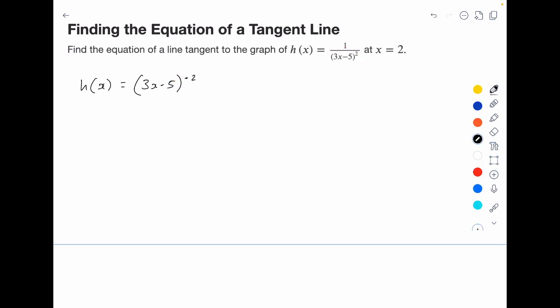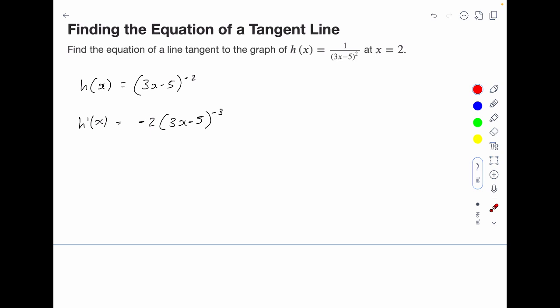And for anything to be a tangent, as I just said, you need to be thinking dy by dx. In this case, h dash of x. Okay, that's going to equal minus 2. I'm going to bring this over. 3x minus 5, right, to the power of minus 3. I've done the traditional derivative method. But now what do we do?